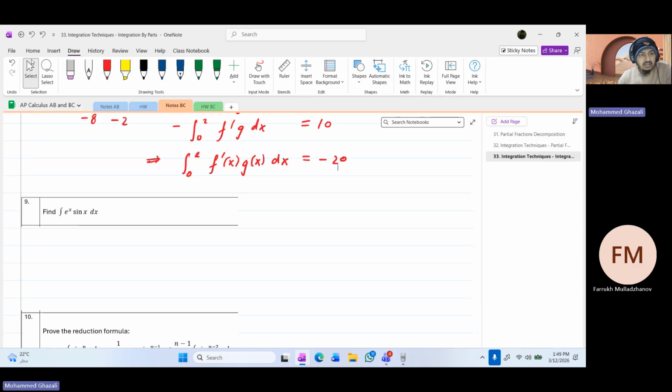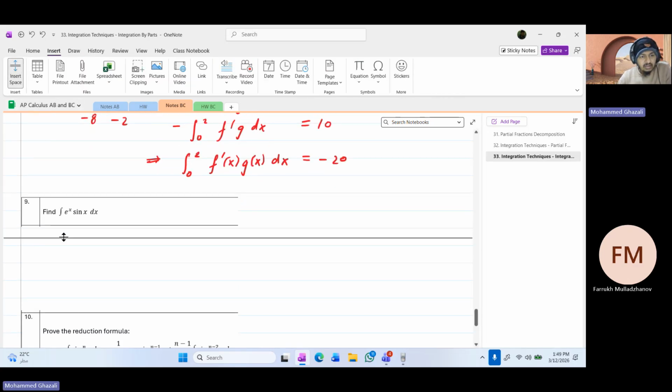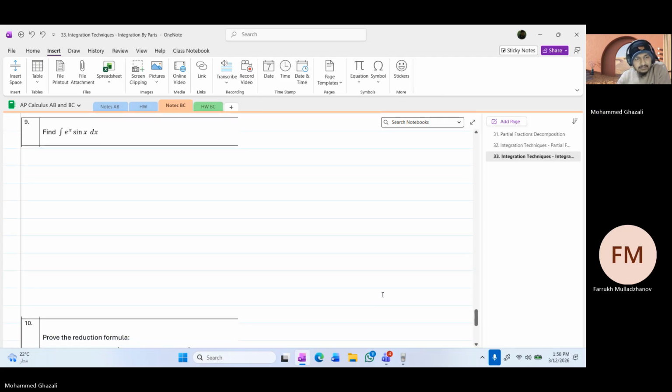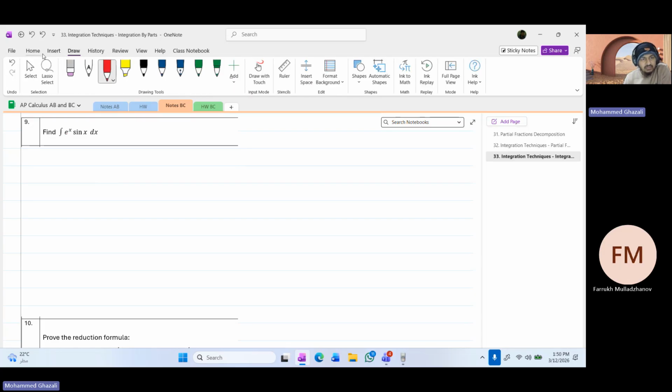Right, let's look at the next question here. Question number 9, find the integral of e to the power x sine x dx. How are we going to solve this? We have a mixture of exponential function and a sine function. So we have an exponential and trig mixture. So we are going to say let u equal e to the power x, dv equals sine x dx.